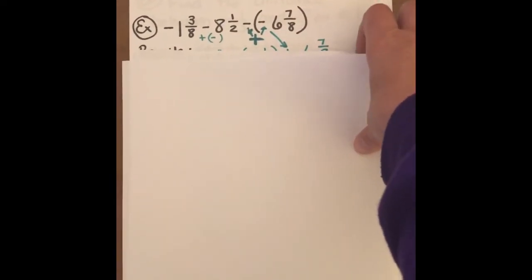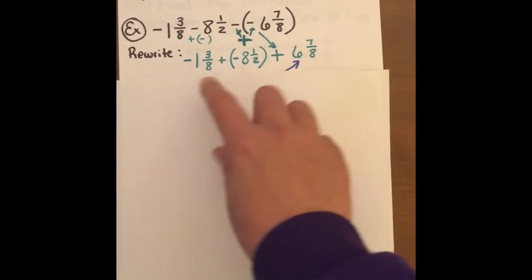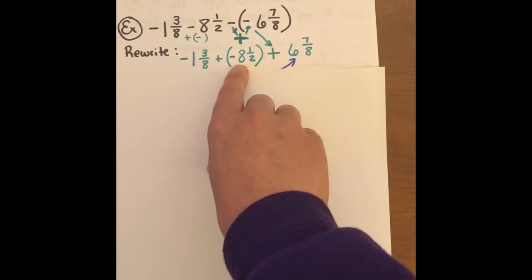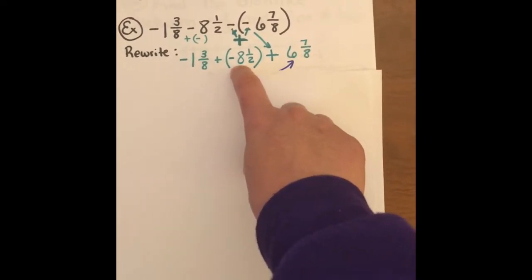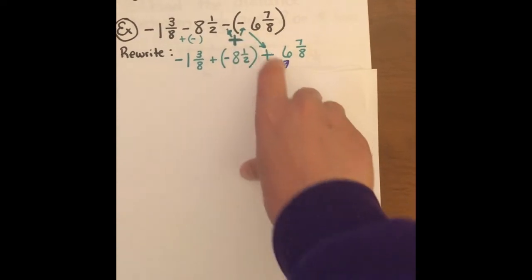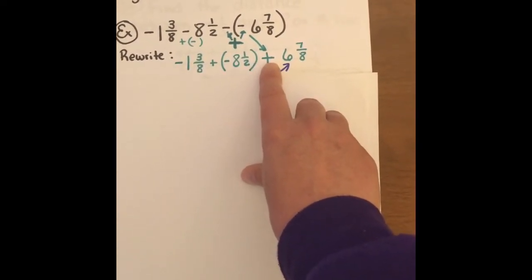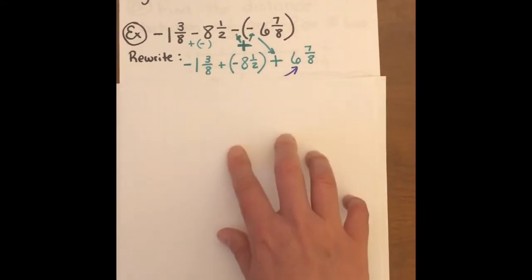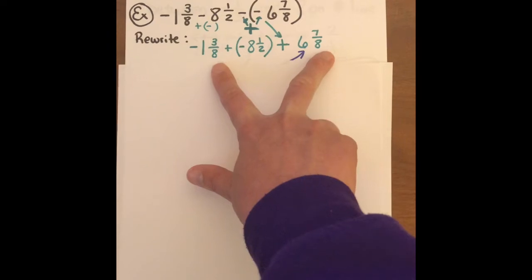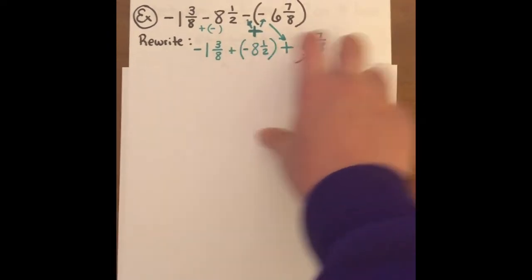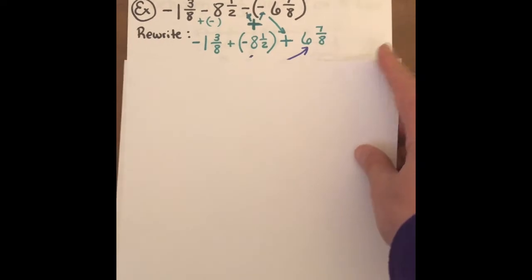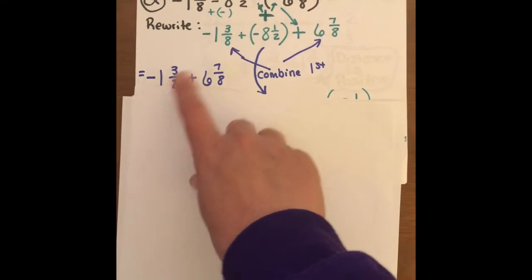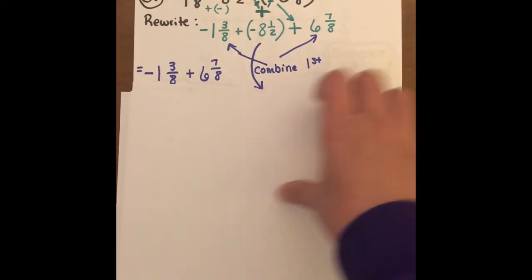So I need to rewrite it. So I still have my negative 1 3/8. Now I have a plus negative 8 1/2. And then I'm changing these two negatives into my big positive here. Plus sign, 6 7/8. Well, I would like to make my life easier. I already have two that have a common denominator, so I want to combine these two first. So I have a negative 1 3/8 plus 6 7/8.